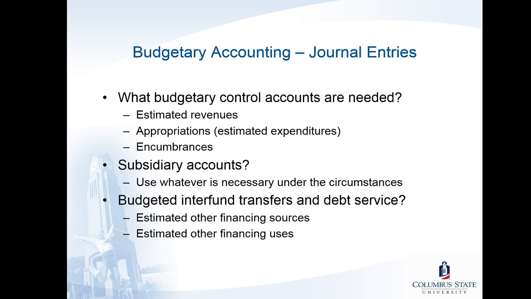So what budgetary control accounts are needed? We need estimated revenues, we need estimated expenditures, which we'll call appropriations, and we need encumbrances. What's an encumbrance? Think about this. In commercial accounting, when a company purchases something and issues a purchase order, nothing is recorded at that point. Now, in the purchasing system, it's recorded that the purchase order was issued, but if at that point financial statements are generated or a trial balance occurs, there's nothing on the trial balance or the financial statement that indicates that that purchase order is out there.